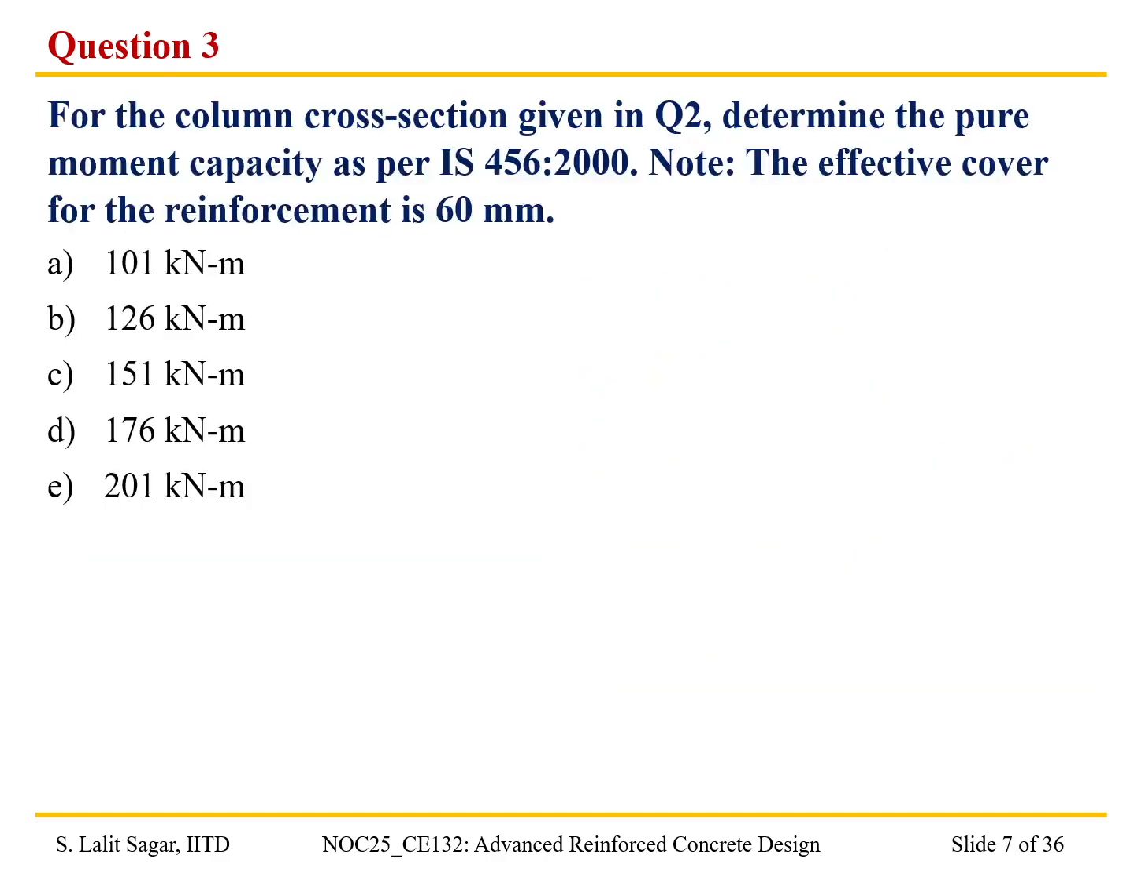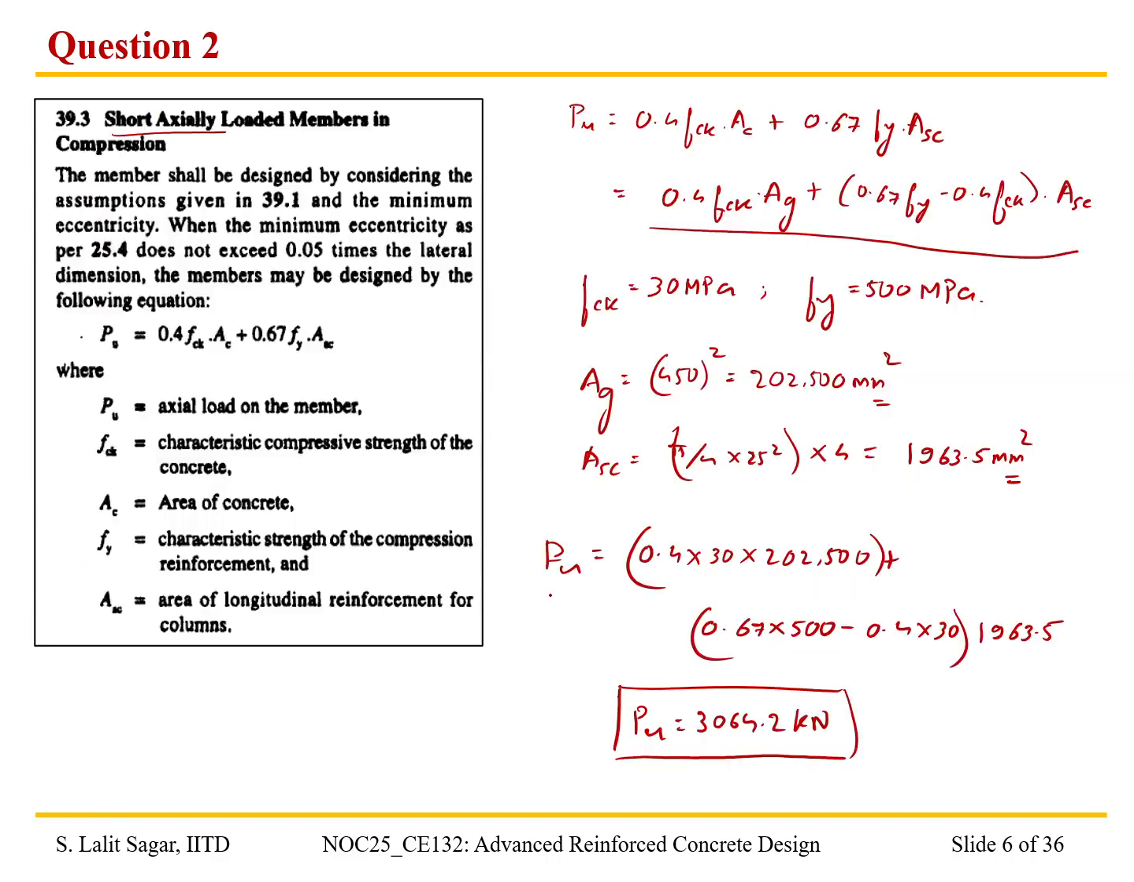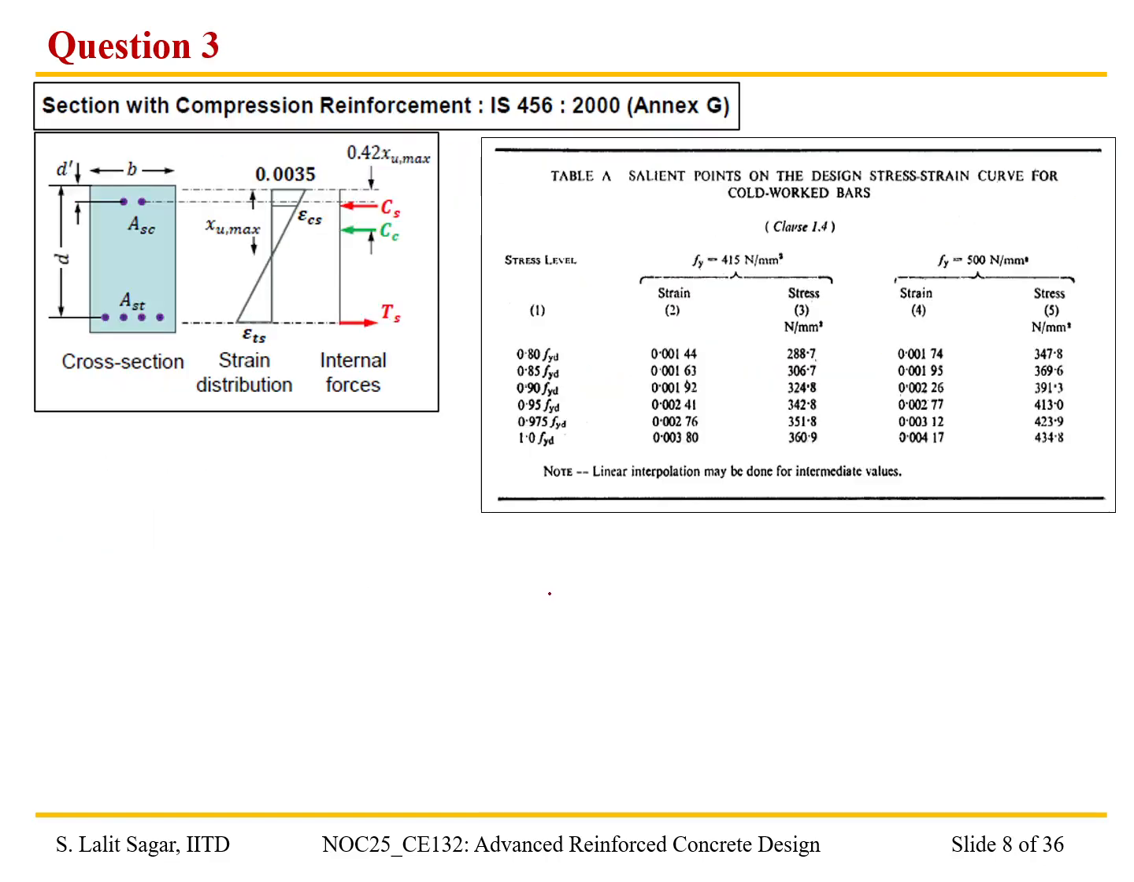So now the third question is, for the column cross section given in question 2, determine the pure moment capacity as per IS 456 2000. Okay, and the effective cover is 60 mm. So what we need to find out is the pure moment capacity, that is given by point D. So point D in this PM interaction curve corresponds to the pure moment capacity. So let us proceed to find out that one.